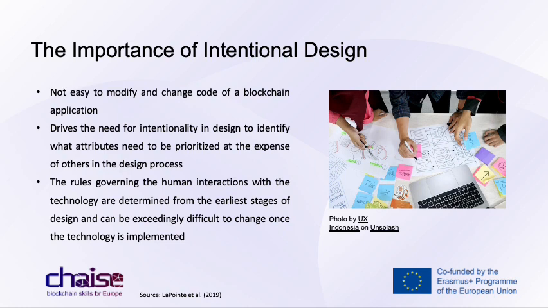Even before deciding whether blockchain is the right technology to use, social impact organizations need to clearly identify the problems they want to address and the associated outcomes they want to achieve, establish the appropriate ethical approach and guiding values, and understand the available technology choices. This is particularly important in blockchain, in which the rules governing the human interactions with the technology are determined from the earliest stages of design and can be exceedingly difficult to change once the technology is implemented.